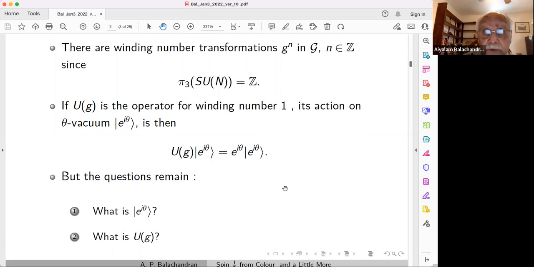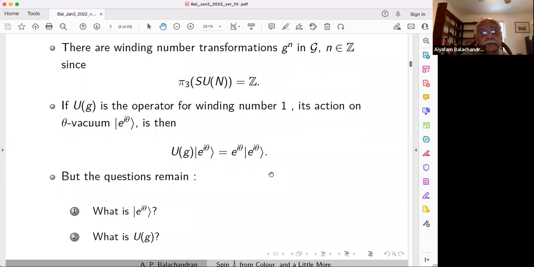Okay? We know that in QCD, for example, in the axion phenomenology, there are winding number transformations, and that comes because the third homotopy group of SU(N) is the set of integers. Okay? So there are winding number transformations in the gauge group G, where n is an integer, and if U_G, for example, is the operator for winding number 1, it is claimed that its action on the theta vacuum, which I label as exp(iθ), is given by this equation. U_G exp(iθ) is exp(iθ) times this. This is a statement. Okay, this is written down.